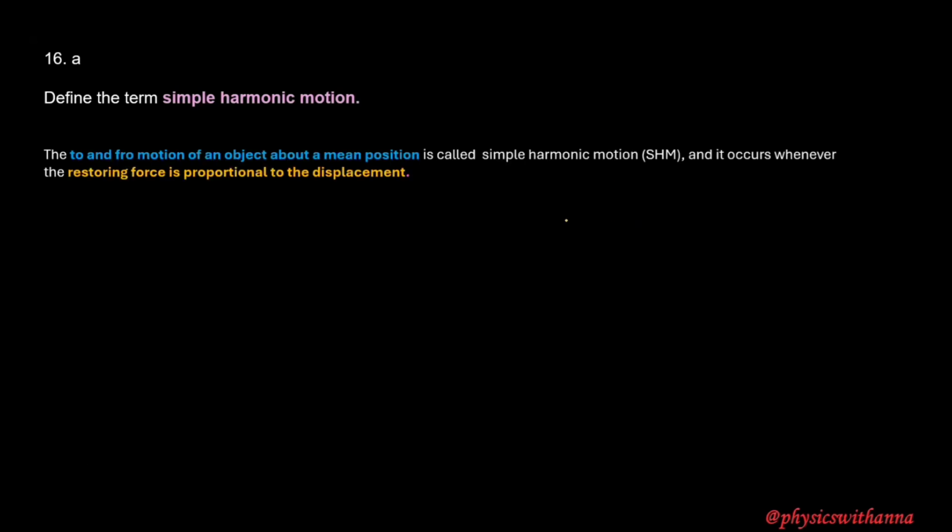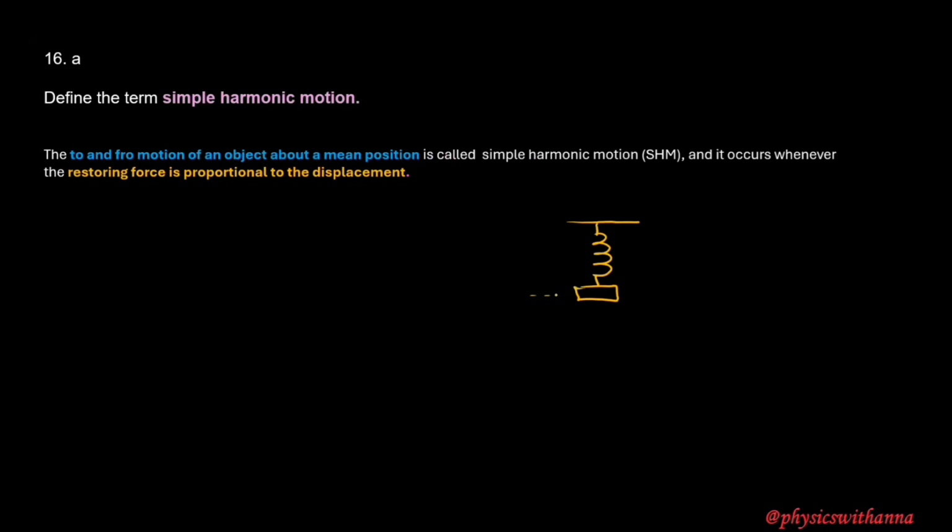Question 16a. Define the term simple harmonic motion. Simple harmonic motion is a periodic to and fro motion about a mean position. So let's consider the motion of a spring that has a mass m attached to one of its ends.